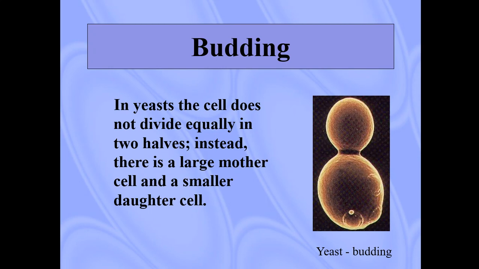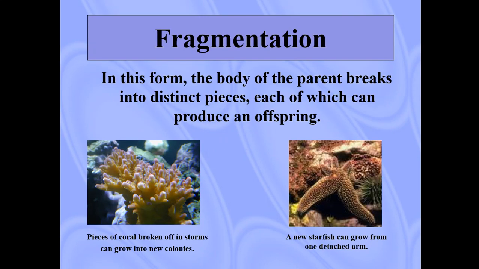Do not forget that. Okay, for the next one, we have fragmentation. So, fragmentation, sometimes it's called as regeneration. Okay? So, pag sinabing fragmentation, the body of the parent breaks into certain or distinct pieces. Okay, halimbawa napuputol, or nagkakahiwa-hiwalay. And these pieces, each of these will become an offspring.